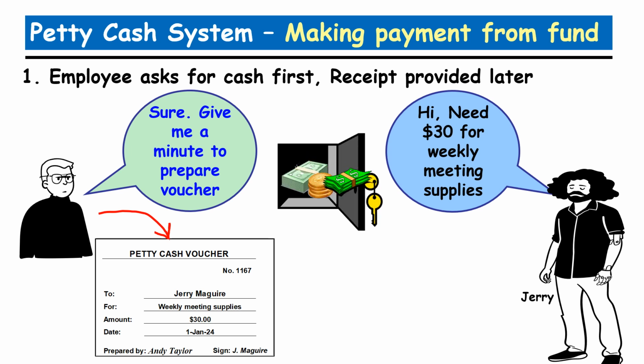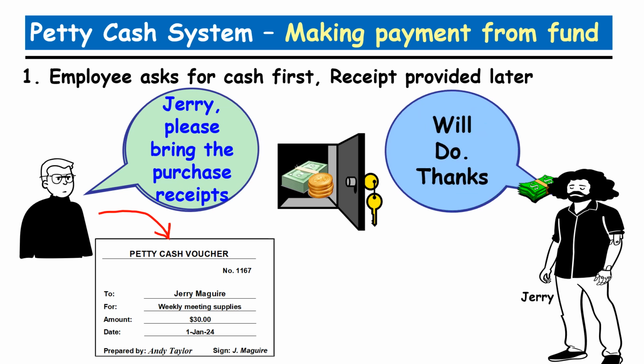Once the voucher is prepared, the cashier will hand Jerry the money, $30. Now, before Jerry leaves, the cashier will ask Jerry to bring the receipt. This is done for two purposes.